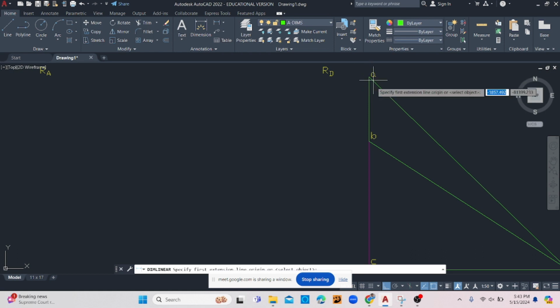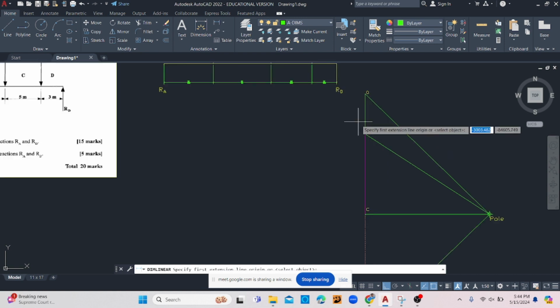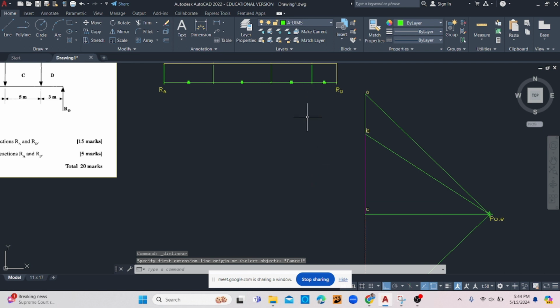Alright, so this here is our load line. So what is left for us to do now is our funicular link polygon. Alright, and this will allow us to find the equilibrium, as well as the equilibrant. Alright, so let's now do that.